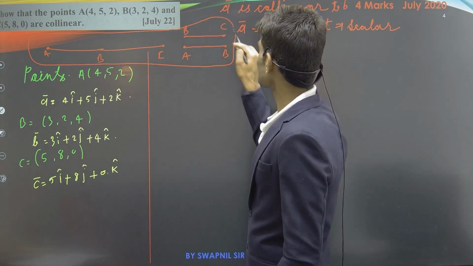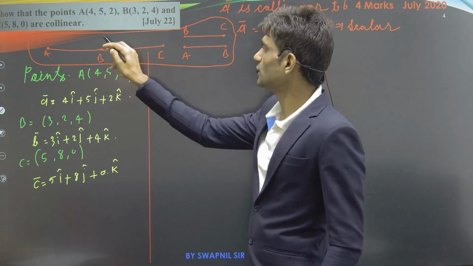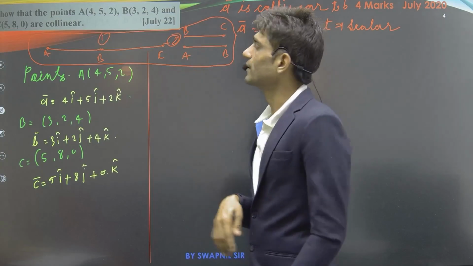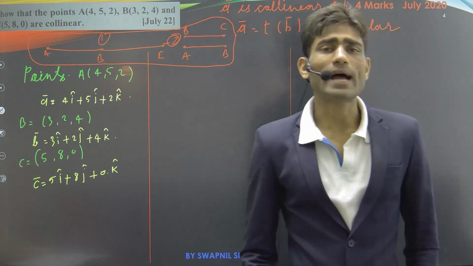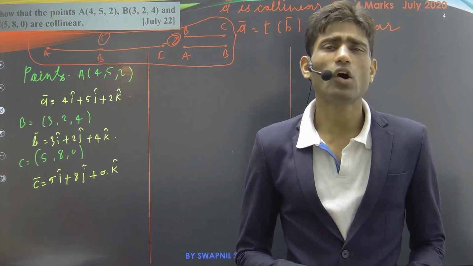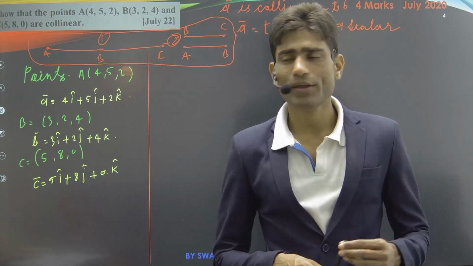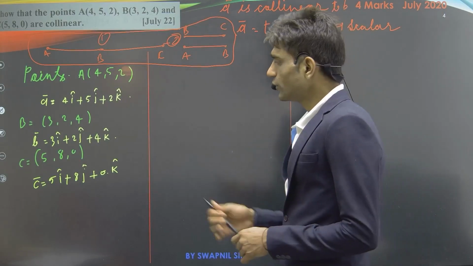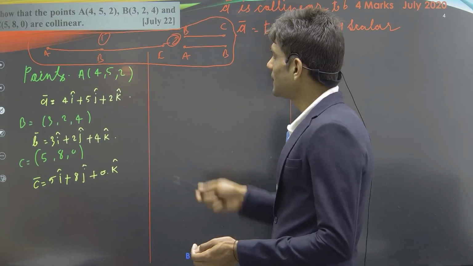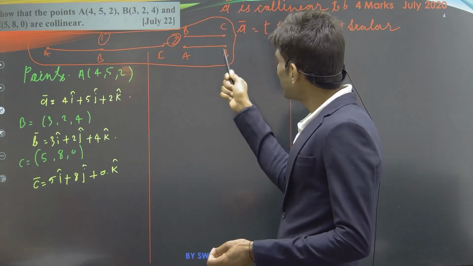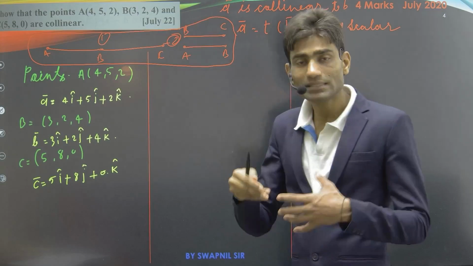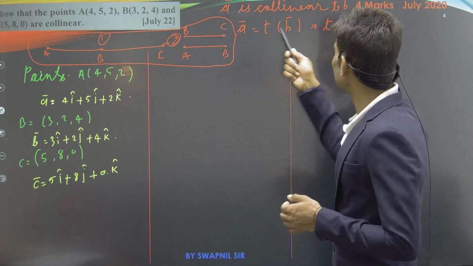This is the first condition and this is the second condition. We have to prove whether the two lines are parallel or the two lines are along each other. Now let's go for proving these two lines are parallel. That means we have to show vector AB and vector BC are scalar multiples of each other, as I have explained here.